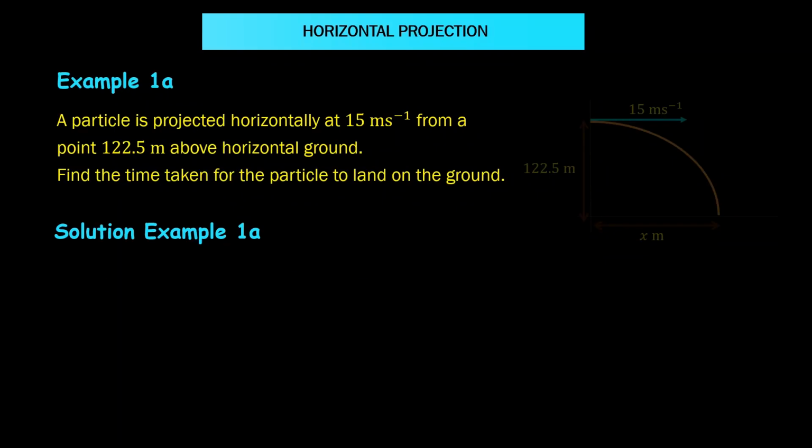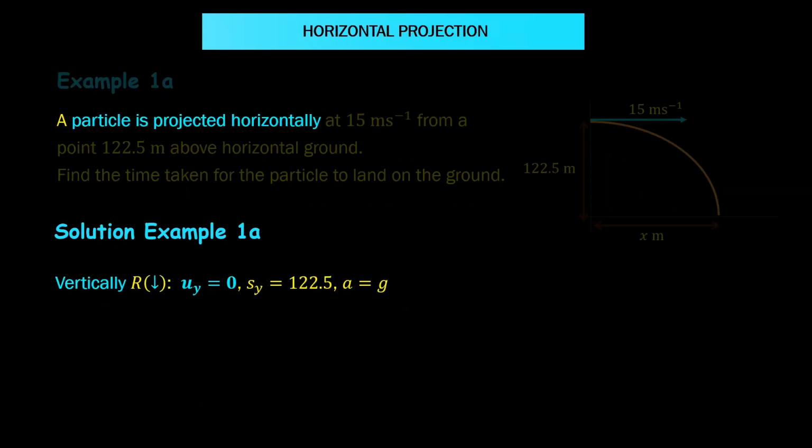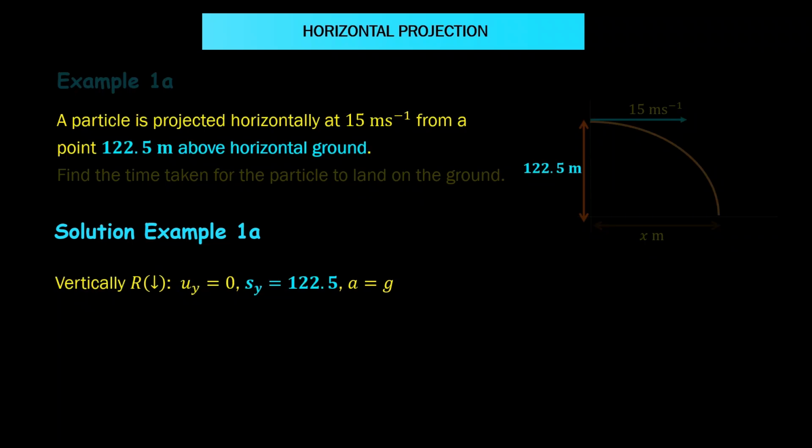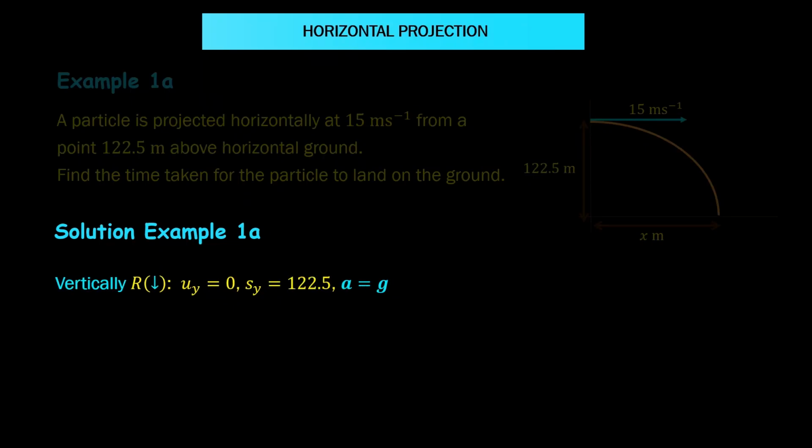So let's solve this. We're going to resolve vertically first. Notice that the arrow is pointing downwards. So we're going to take the positive direction to be down. And we're doing that in particular because the only force that is acting is gravity. The initial velocity vertically, u subscript y, equals 0. The distance above the ground is 122.5 meters. And acceleration equals g.